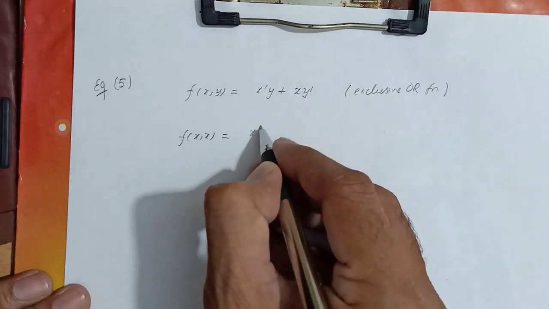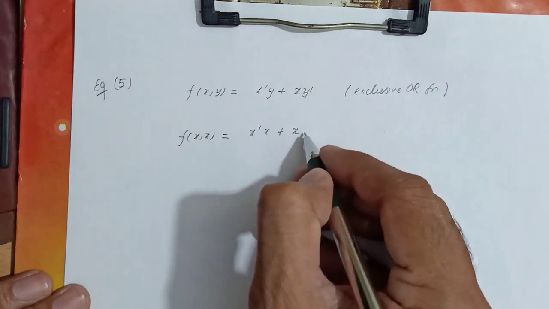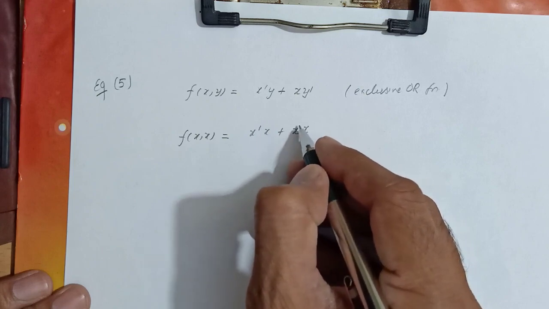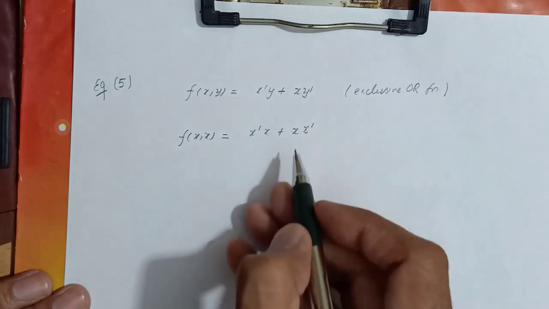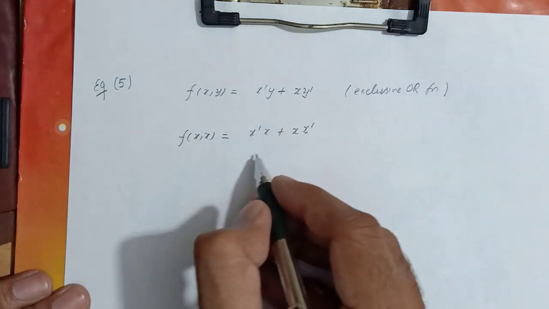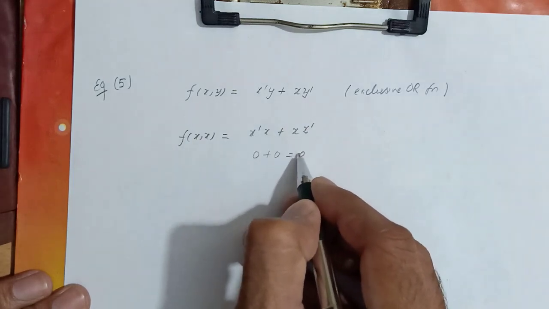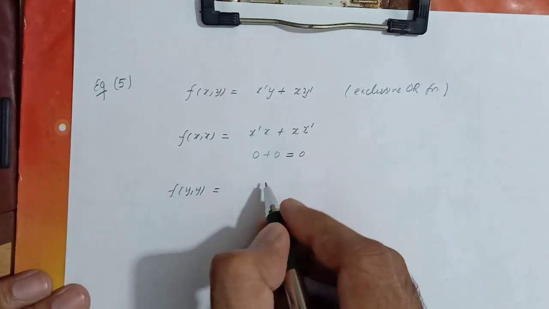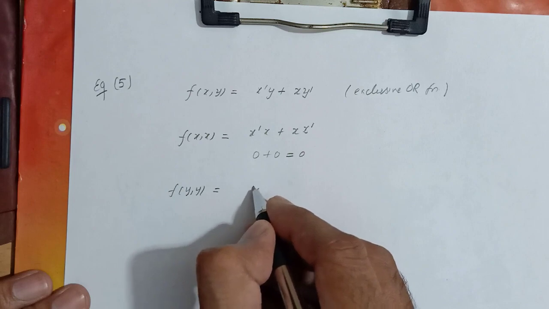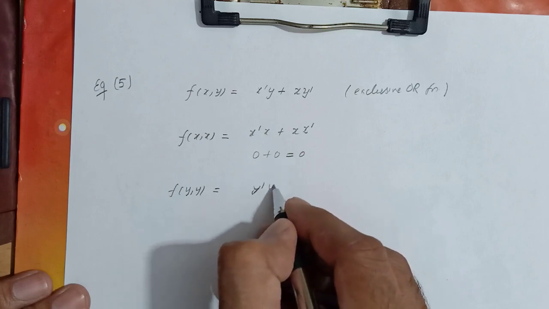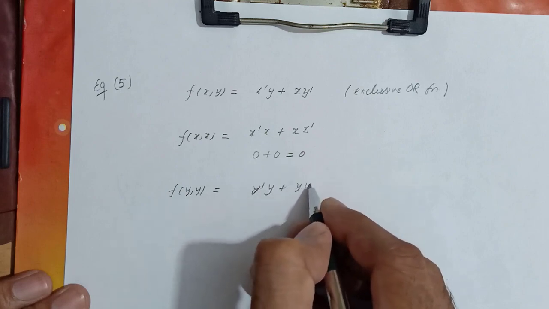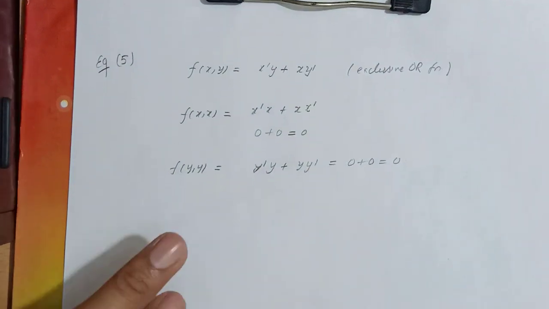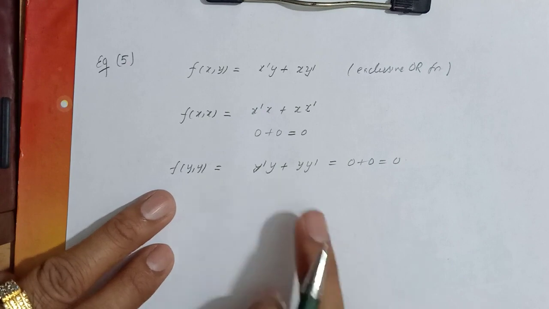It will give x'x plus xx'. So this is 0 plus 0, which is 0. Now we will try f(y, y), which gives yy' plus y'y, which is again 0 plus 0, so 0. So clearly we are not able to generate the NOT operation here.